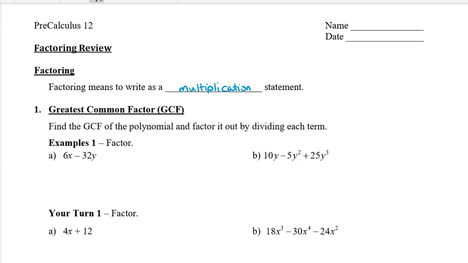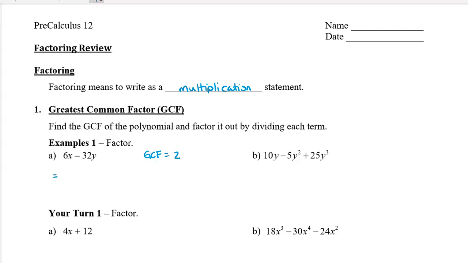So these first two examples we're going to take a look at have a GCF. We're going to find the GCF of this polynomial, and then we're going to factor it out. Factoring means that we're going to divide each term by that common factor, or the greatest common factor. In the first example, we have 6x minus 32y. Between the two coefficients, the greatest common factor is 2, and that's it, because there's no variable in common. So we're going to divide both the first and the second term by 2.